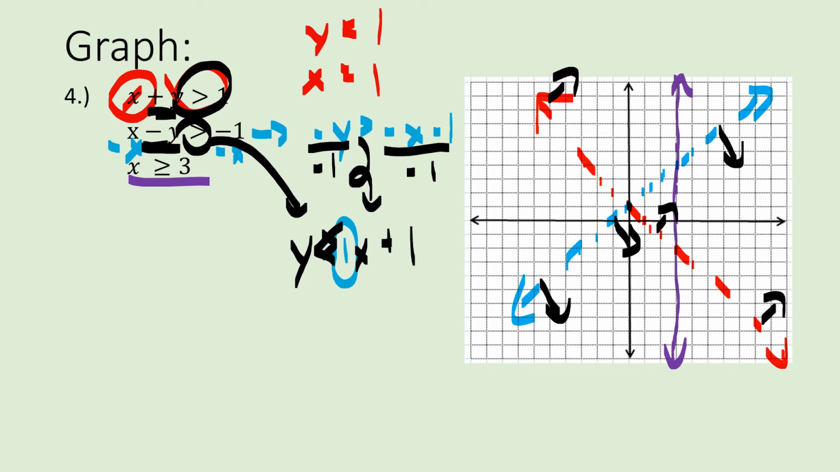And then lastly, x is greater than or equal to 3. Everywhere that x is bigger than 3 is to the right there. We're shading the part that overlaps in all of these: above the red line, below the blue line, to the right of that purple line is this middle part.